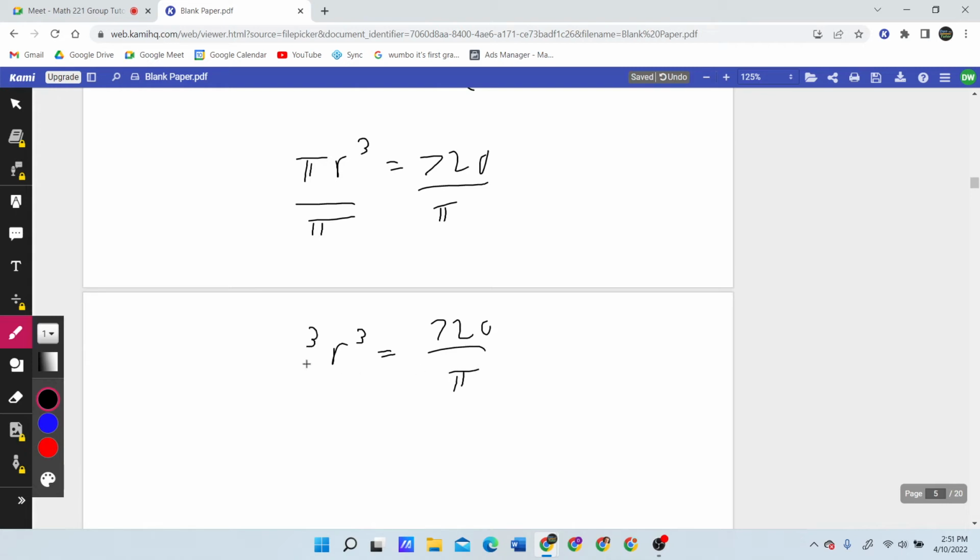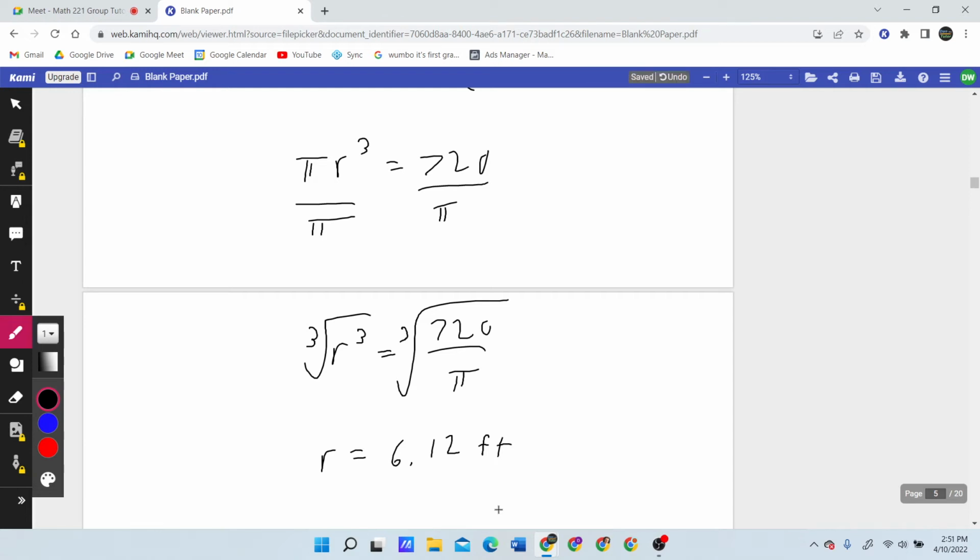And then I'm going to take the cube root of this whole thing. If you don't know how to take the cube root in your calculator, you can instead raise it to the 1/3 power, which is what I'm going to do. 720 divided by pi, and then that raised to the 1 divided by 3 power. I get a radius of 6.12 feet.